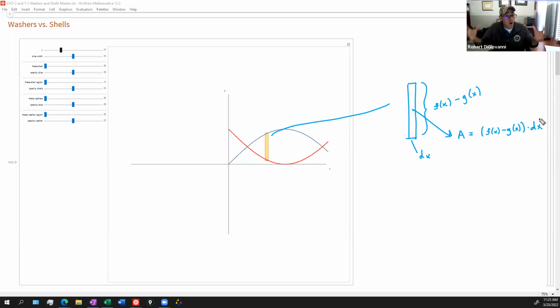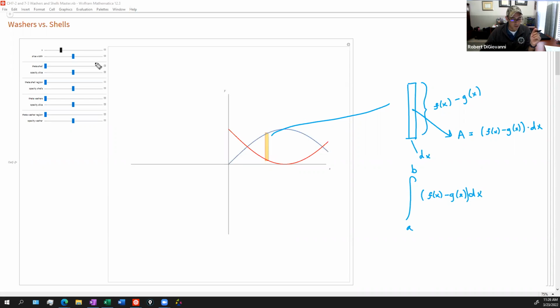And then we want to add them all up, right? So how do we add them up? What do we use? The integral, right? The integral is the thing that adds them all up. And you just put the formula in here. You put the f of x minus g of x dx. That's going to give you what you're adding up. You're adding up all those little areas. And you're going to start at A and end at B, right?